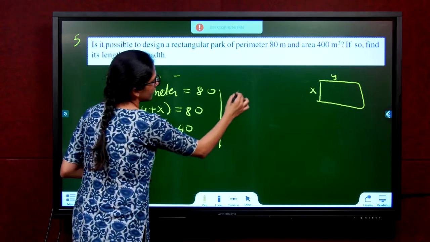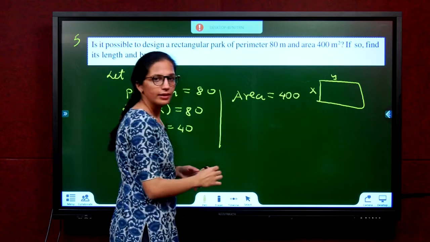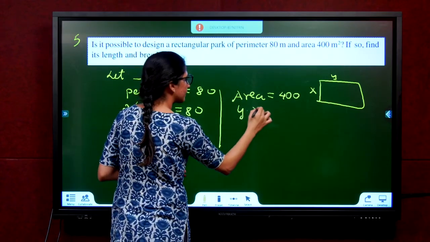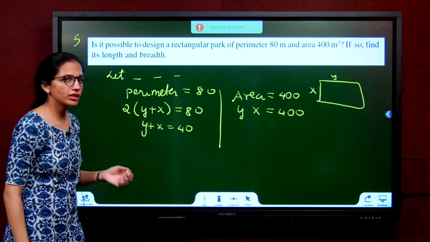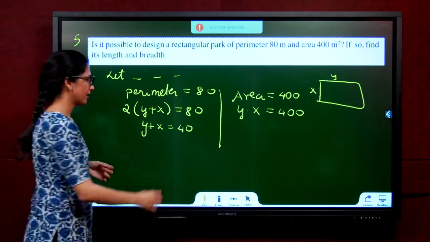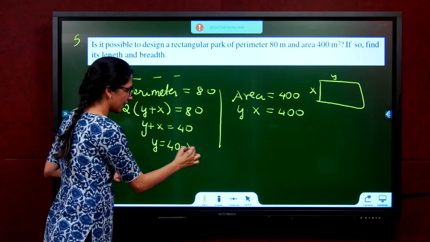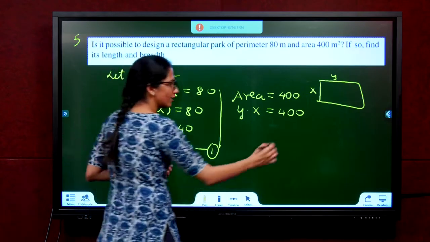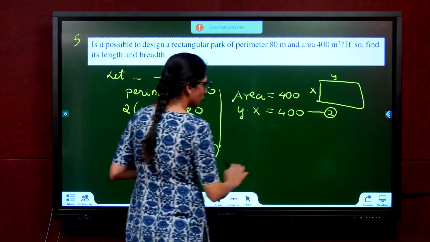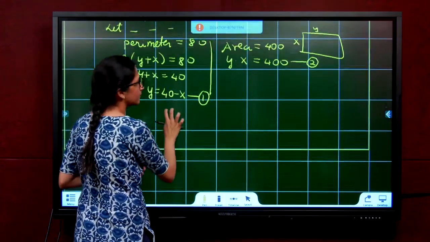What about the area? Area given is 400. Length is Y, breadth is X, 400. How do we do such questions? We use substitution technique. What is Y over here? 40 minus X. I will take this and substitute it here. So label this as equation 1, label this as equation 2. So now taking 1 and going to 2. So what are we doing? Observe carefully.